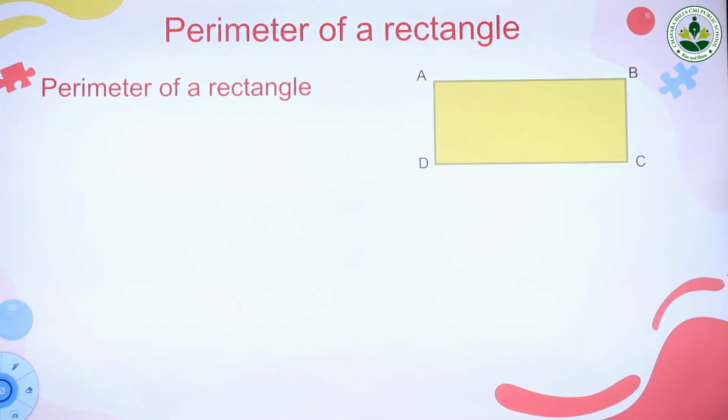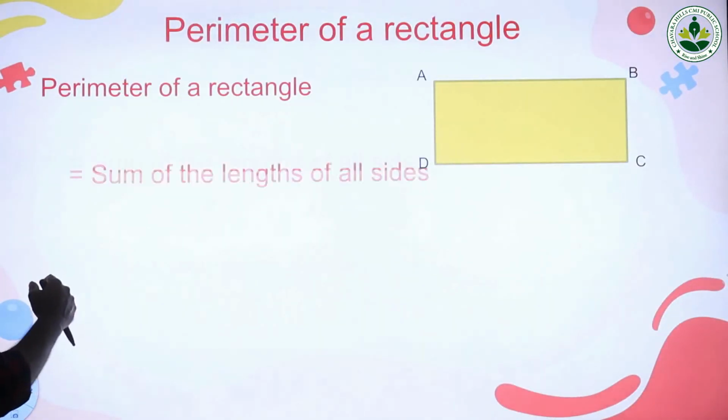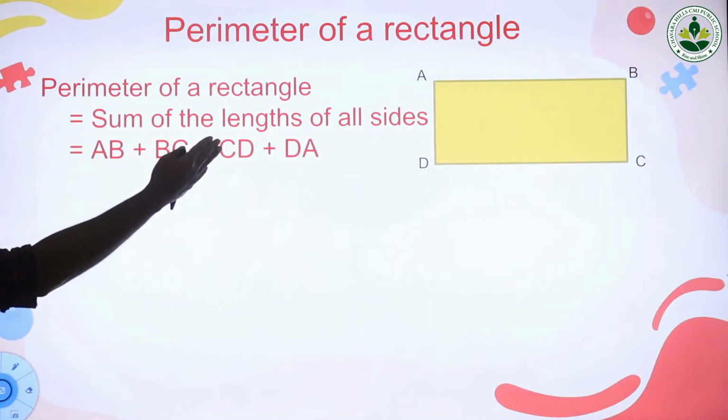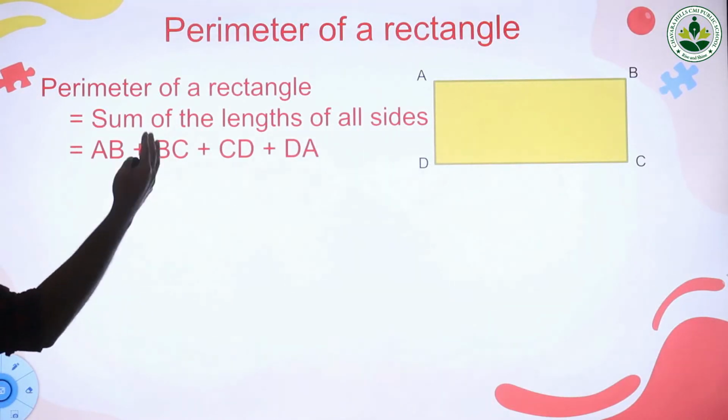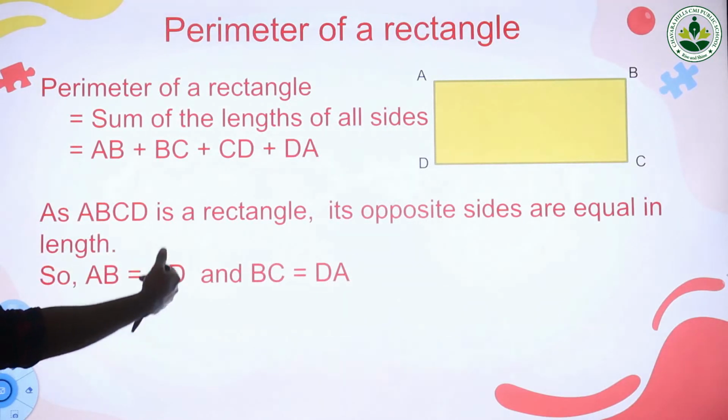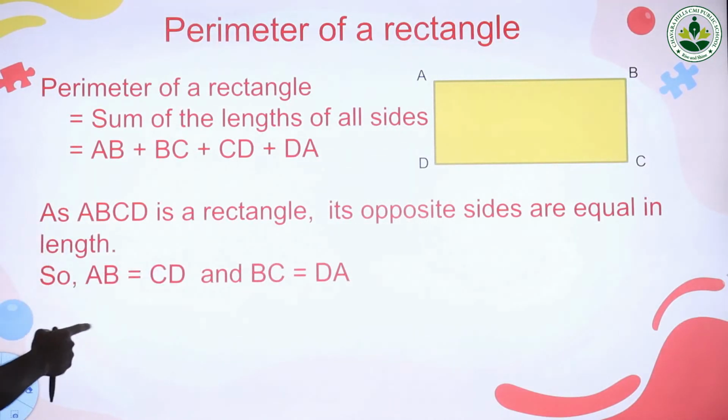Here we need to find the perimeter of a rectangle. The sum of the lengths of all sides is called the perimeter. For finding the perimeter of a shape, we need to add the lengths of the sides of that shape. Here we need to add the sides AB plus BC plus CD plus DA. We know ABCD is a rectangle, its opposite sides are equal. So we write AB is equal to CD and BC is equal to DA.